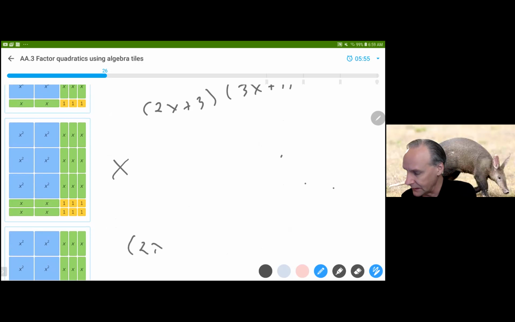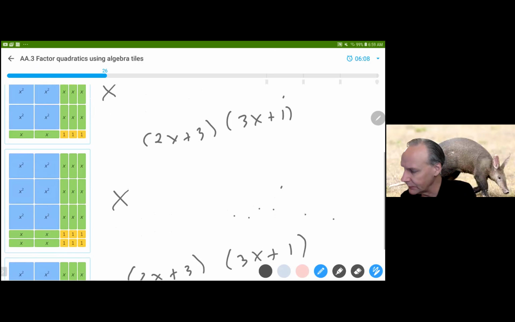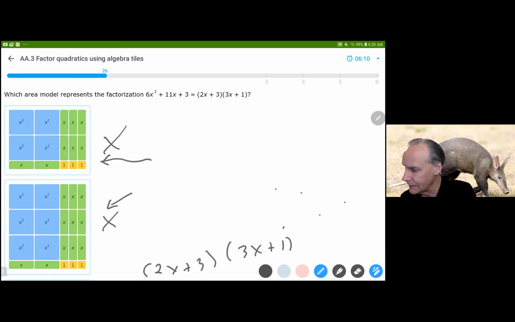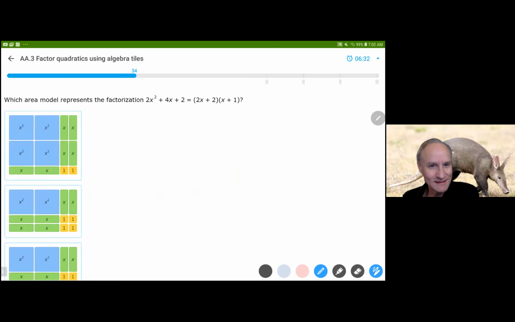We've got 2x plus 3, yes we do, along the top, and we're looking for a 3x plus 1. Let's see if we get that. No, we don't. Wait a minute. Is that what we're looking for? Hang on. 3x plus 1 and a 2x plus 3. Oh, there it is. This is a 3x plus 1 along this side, and we have a 2x plus 3 along this side. There it is. You were probably going, hey, look, silly guy.